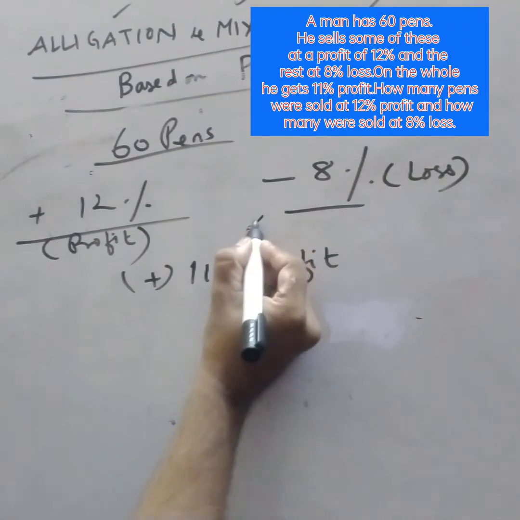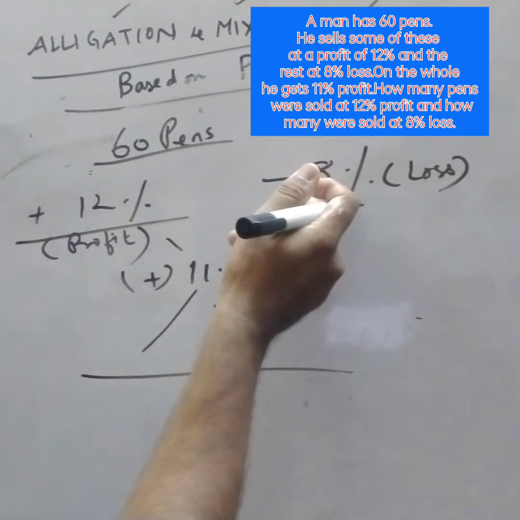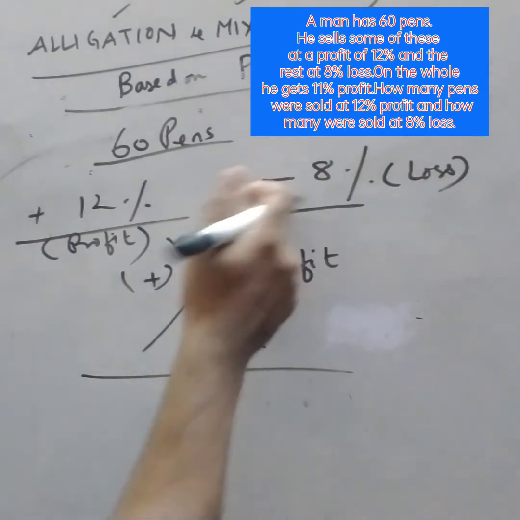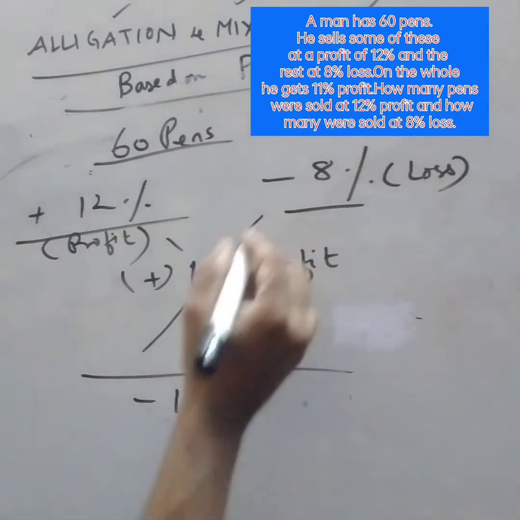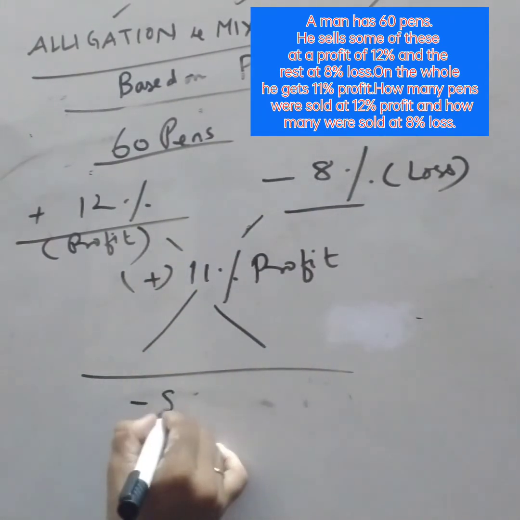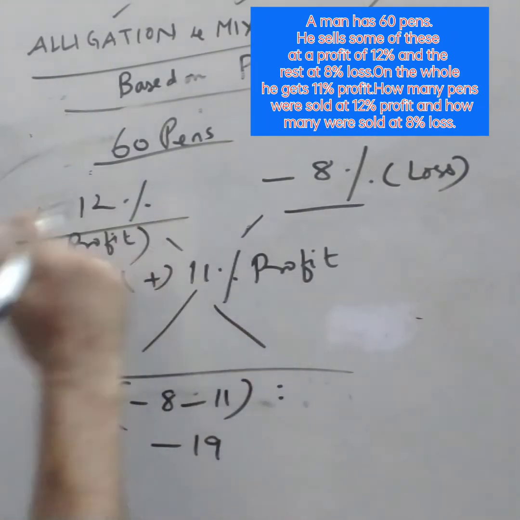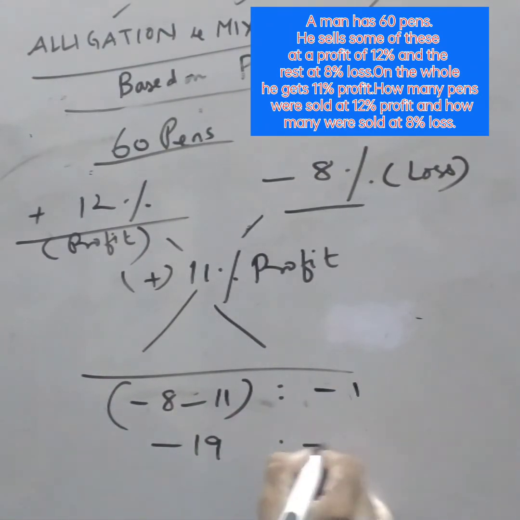We know the story, that is, take the difference. So minus 8 minus 11, we do like this. Minus 8 plus 11, 19. So minus 8 minus 11 gives minus 19, it is to 11 minus 12, minus 1. Minus 1 gets cancelled, 19 is to 1. So the ratio finally is 19 is to 1.